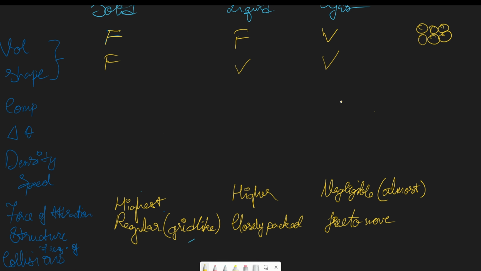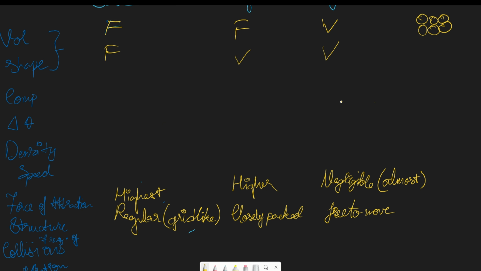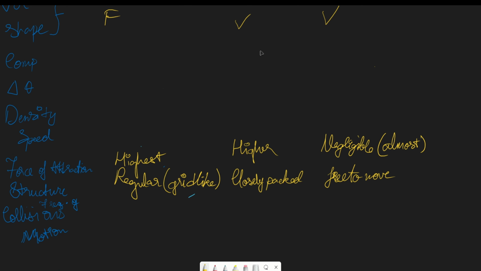Now, because these forces of attraction are so strong in the solid, they have a fixed shape. They can't move over one another. When we look at the motion, in solids it's just a vibration in place. In liquids, they slide over one another. That means they can move around each other. So if they're moving around each other, that means they can change shape.